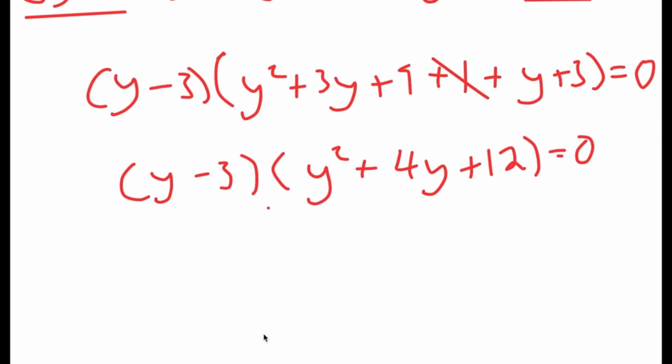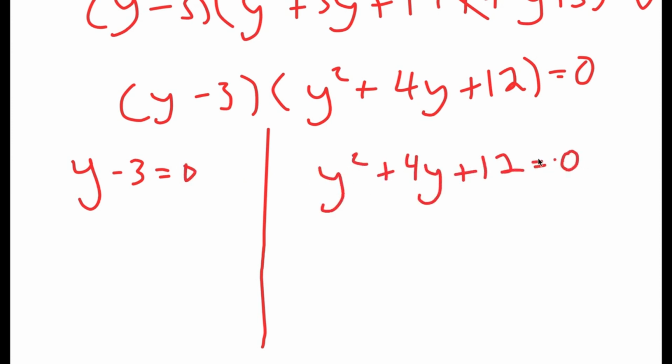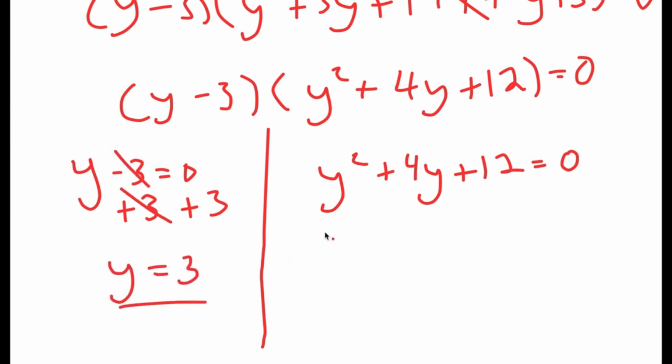So now this gives me two equations. Sorry about that. So I get y minus 3 is equal to 0, and y squared plus 4y plus 12 is equal to 0. So for y minus 3 equals 0, I just add 3 on both sides, and I get y is equal to 3. So this is one solution of y.